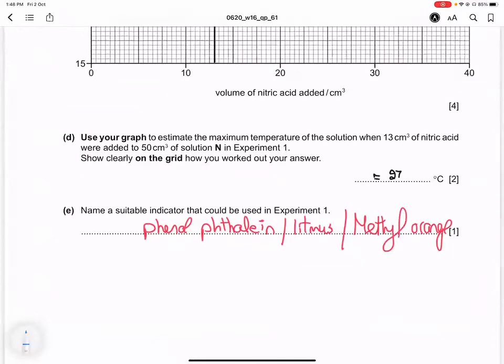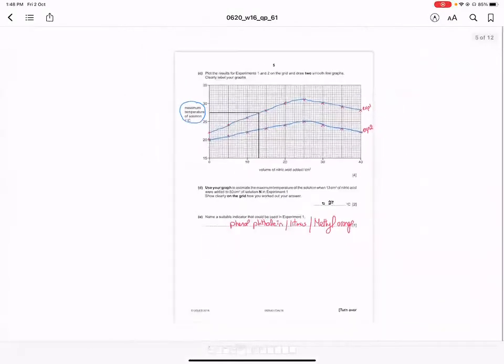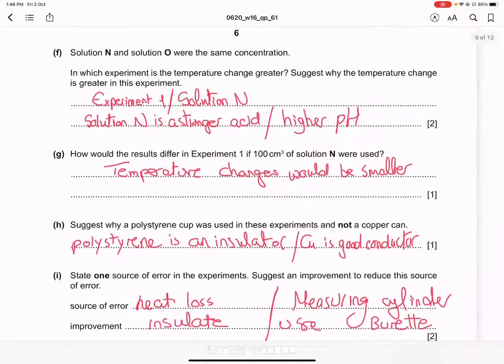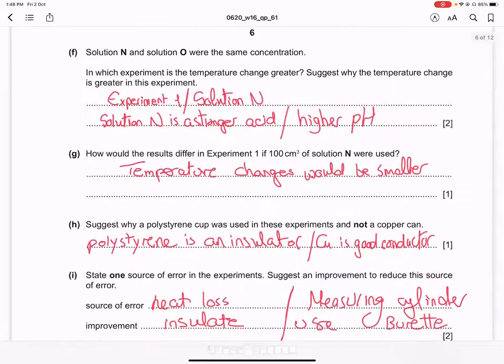Name an indicator that could be used in experiment 1. Actually, most of the indicators are accepted: phenolphthalein, litmus, or methyl orange. Choose one that you know its color change carefully, okay? Solution N and solution O are the same concentration.